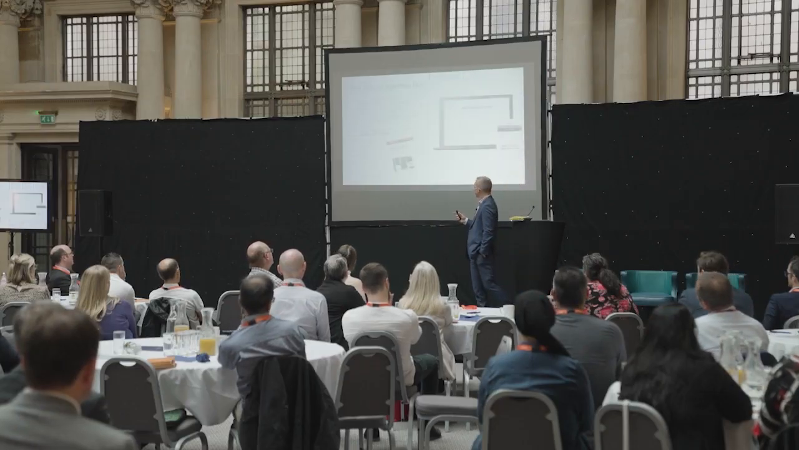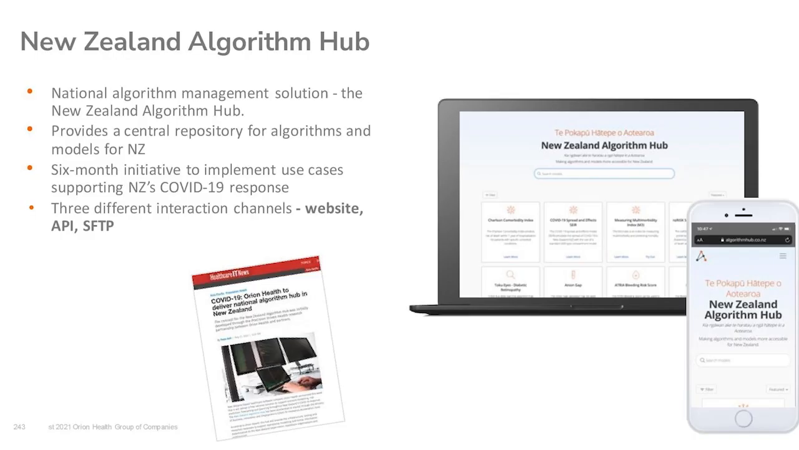This has ended up part of something that we're really excited about in New Zealand, which is this thing we've called the New Zealand Algorithm Hub. So this is a nationally available library of algorithms that are used by the New Zealand health sector. These are algorithms primarily related to COVID, but expanding into other areas as well. There's about 30 different models on there, and it's something that's kind of unique in its makeup.